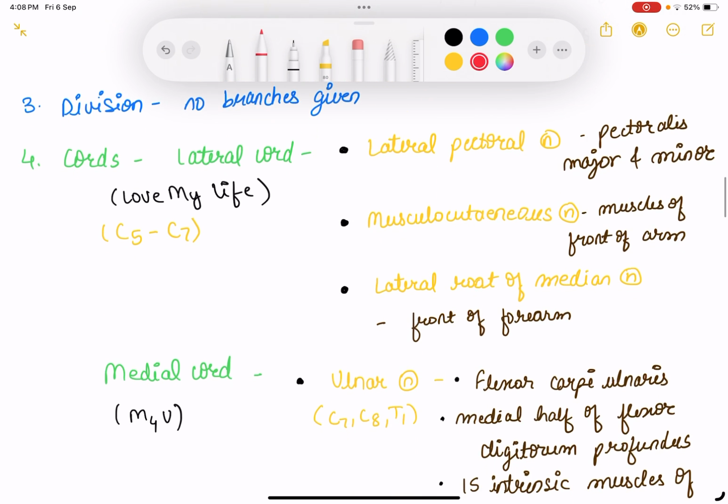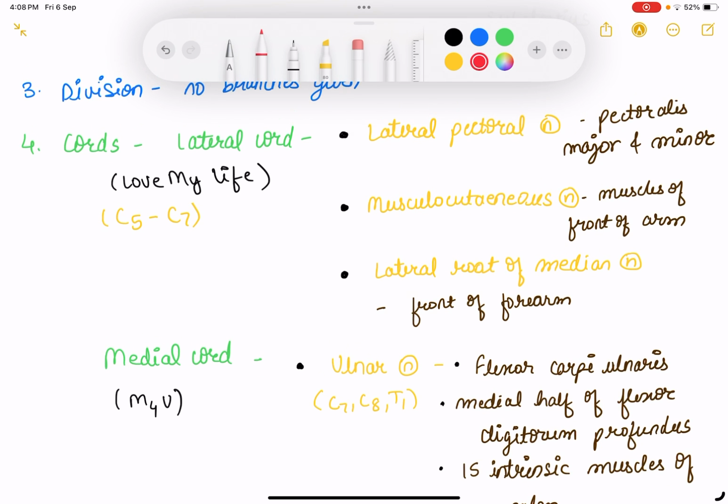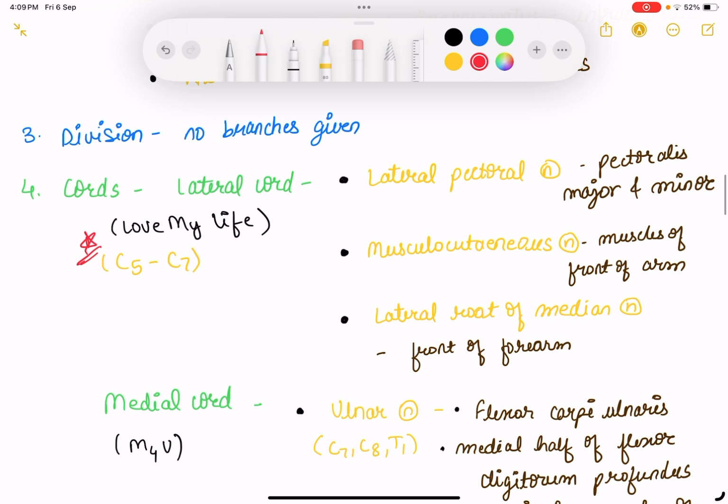Now let us discuss the branches of the cords. The lateral cord: the mnemonic to remember its branches is "Love My Life," which is lateral pectoral nerve, musculocutaneous nerve, lateral root of median nerve. The lateral pectoral nerve supplies pectoralis major and minor muscle. Musculocutaneous nerve supplies the muscles of the front of the arm.